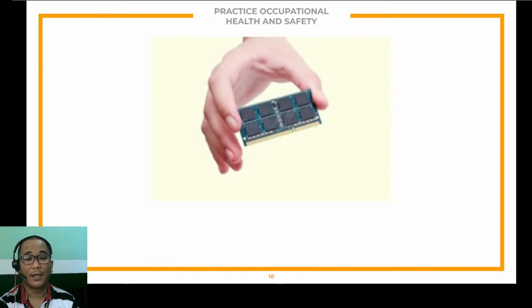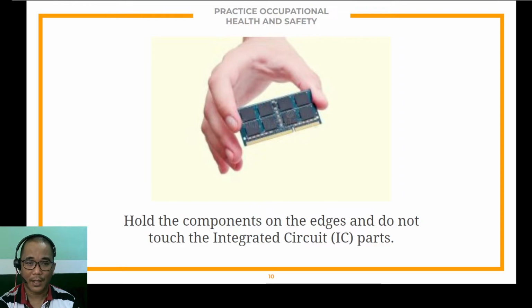The next one, okay? Hold the components on the edges and do not touch the integrated circuit parts, to avoid these components being busted. We cannot be sure that we are totally discharged of electricity from our body. So if we hold those integrated circuit components, there's a possibility that they will be busted. So avoid as much as you can holding those integrated circuit parts.